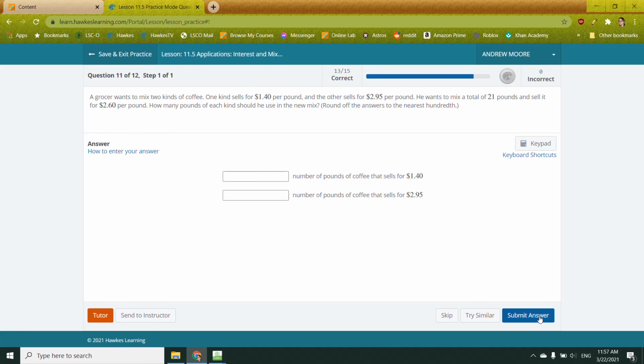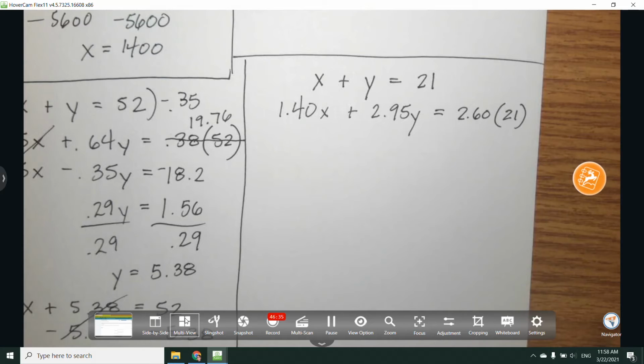A grocer wants to mix 2 kinds of coffee. One sells for $1.40 per pound. The other sells for $2.95 per pound. He wants to mix a total of 21 pounds and sell it for $2.60 per pound. How many pounds of each kind should he use in the new mix? Round off the answers to the nearest 100.